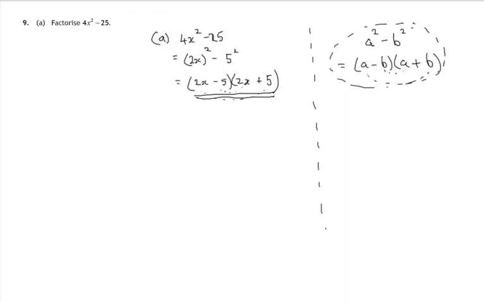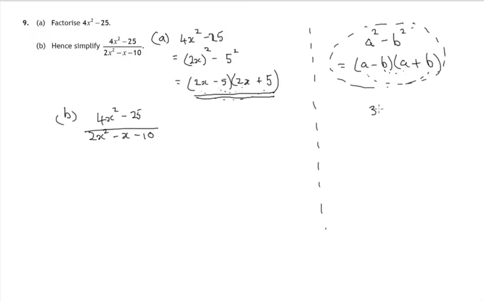factorised. Now the second part says hence, so we're going to have to use this, hence simplify this fraction. So when you simplify fractions, it involves cancelling.